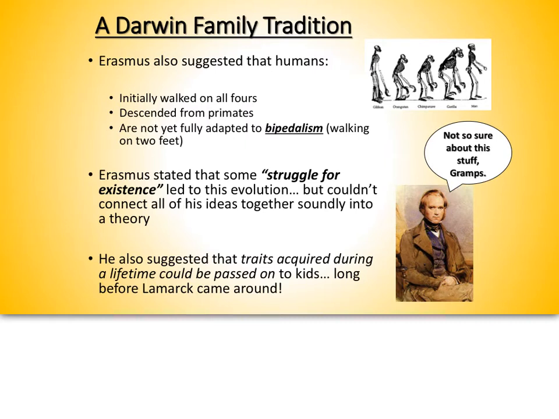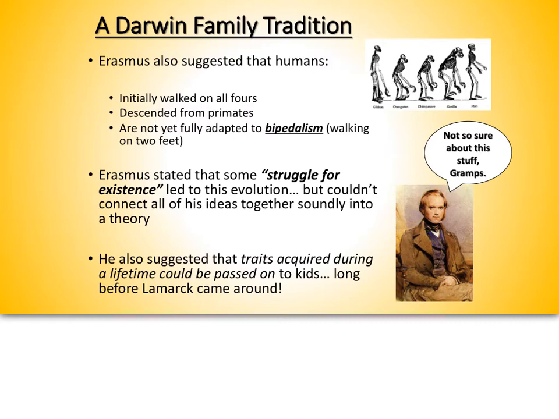Now, the biggest thing is that Erasmus discussed a struggle for existence, which led organisms to evolve. Organisms kind of competing with each other to be the best thing that would then move on to the next generation. But he couldn't tie all of his ideas together, and essentially he also struggled with what is inheritance. He also, really before Lamarck was even there, published ideas on acquired characteristics. But because everybody else thought he was crazy for everything else, he didn't really get any credit for that either.